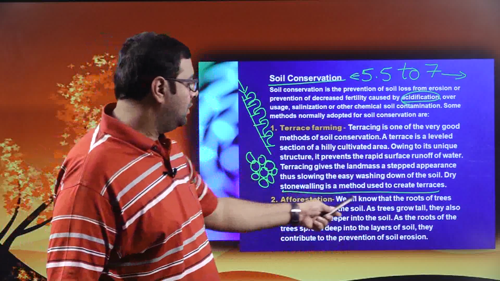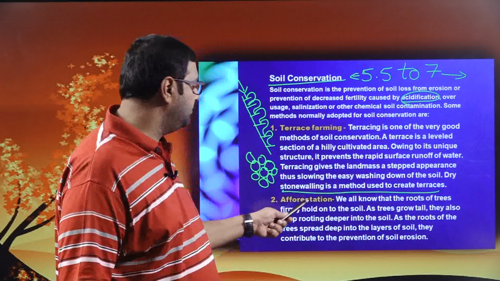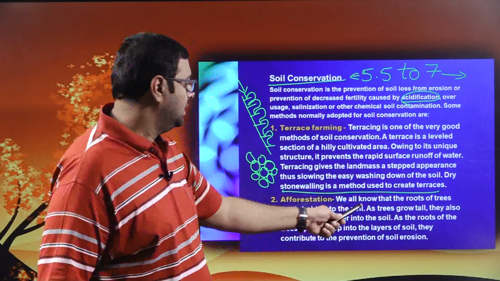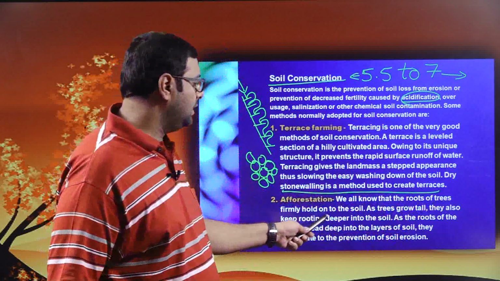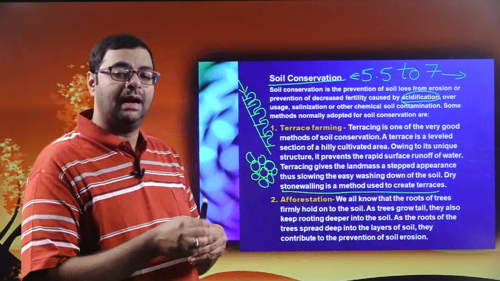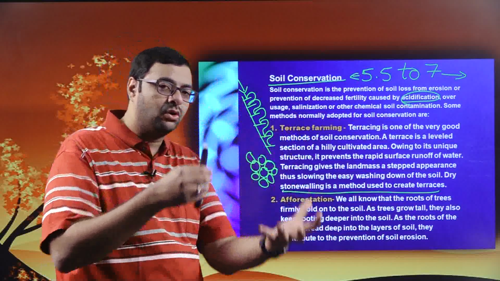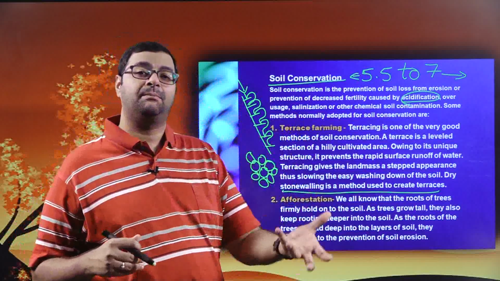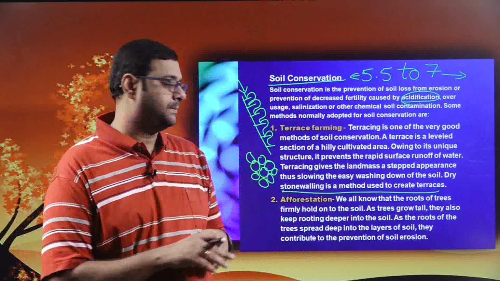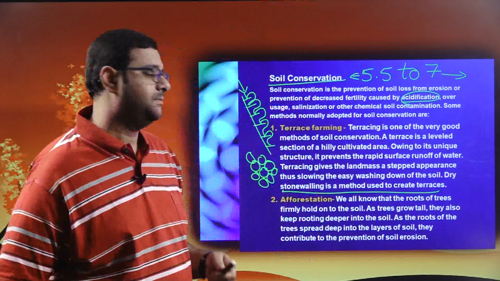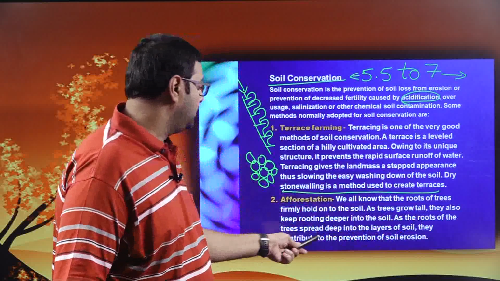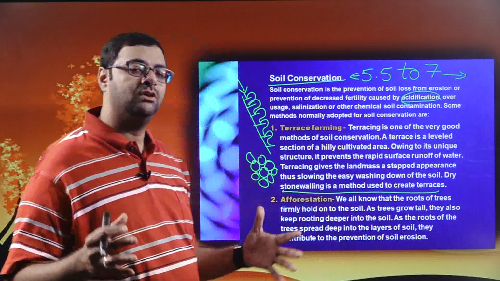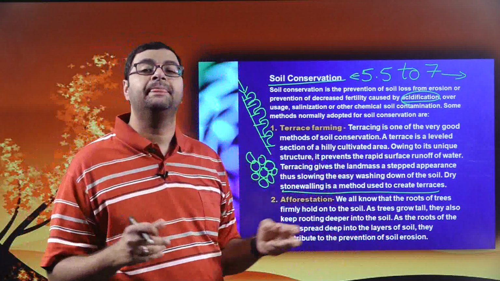We all know that the roots of trees firmly hold the soil, as I just told you. As trees grow tall, they also keep rooting deeper into the soil. As the size of the tree increases, the root also increases, because it has to supply the demand of the tree, including its height as well. So they contribute to the prevention of soil erosion. Obviously, I told you that roots will tightly hold the soil together.